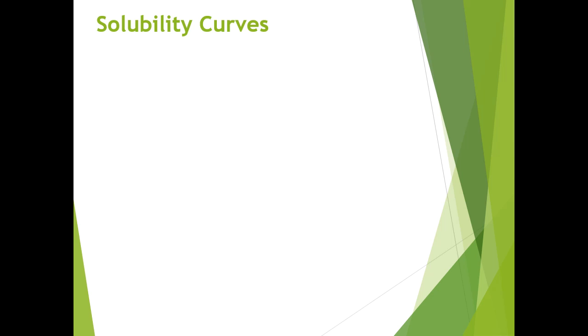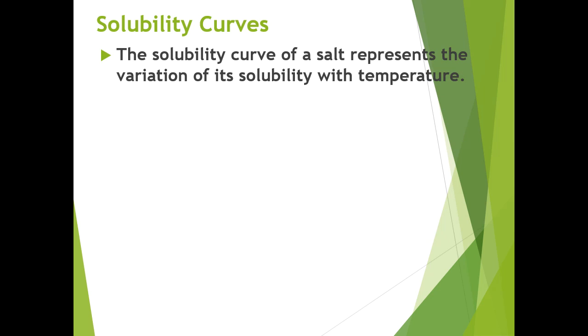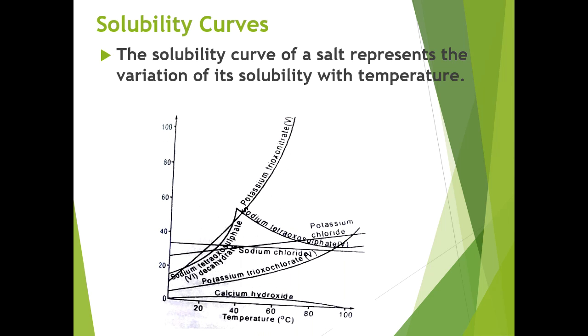And we'll look at solubility curves. The solubility curve of a salt represents the variation of its solubility with temperature, and it can be determined by plotting the solubility in moles against the temperature in degrees Celsius. Now, below is the solubility curve of different salts in moles per dm cube plotted against the temperature.